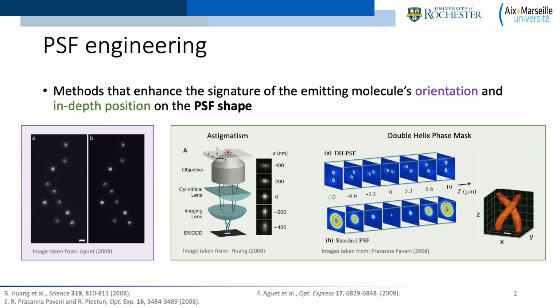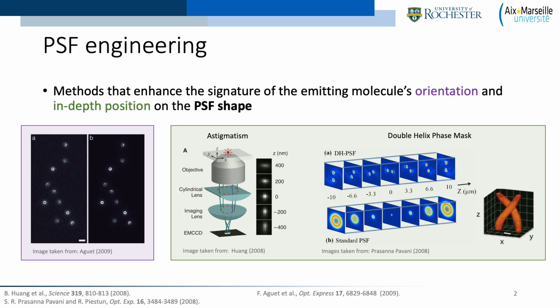Hi everyone. As I mentioned previously, we are interested in methods that engineer the PSF such that its shape encodes either the molecule's orientation or the in-depth position. As I'm showing in the left figure in the purple rectangle, the PSF shape already changes with the molecule's orientation. Now, for the in-depth position, we use defocus. Although defocus changes the PSF, it does it in a symmetrical way, so you cannot know if you are closer or further away. There are many methods to surpass this problem.